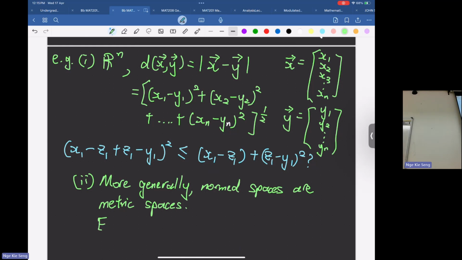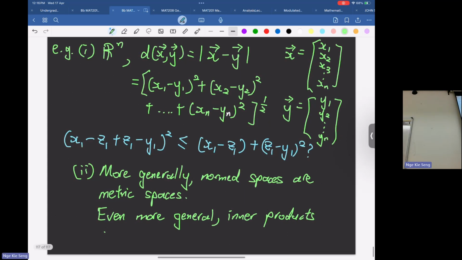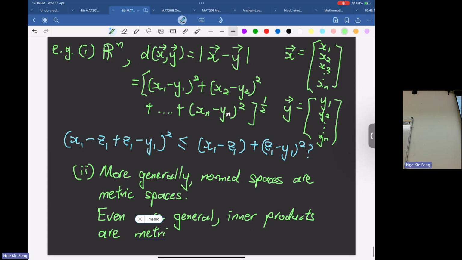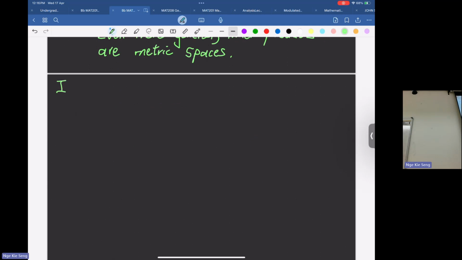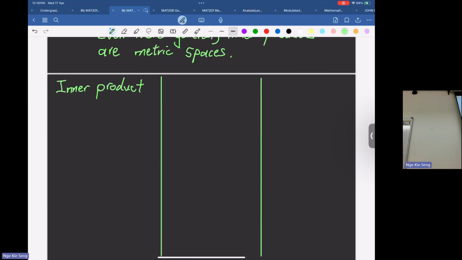So even more generally, inner product spaces are metric spaces. We will show the triangle inequality from the norm. Let's recall what these spaces are. I put out notes on inner product space, normed space, and metric space. It is the note I wrote for the seminar I do with physics students.